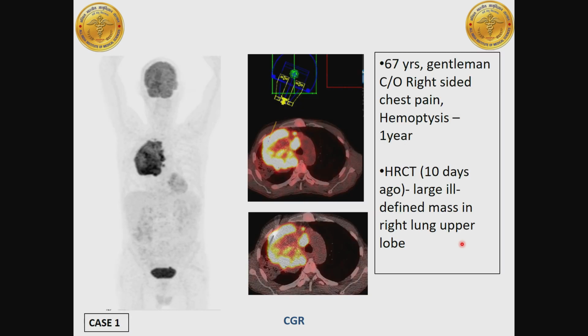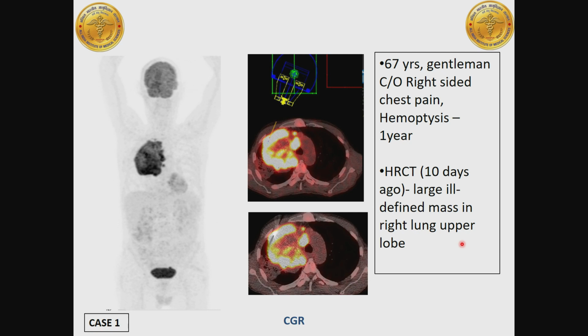Now this is a case of a 67-year-old gentleman who presented with right-sided chest pain and hemoptysis for 1 year. HRCT was done 10 days before the PET-CT, that showed a large ill-defined mass in the right lung upper lobe, suggestive of neoplastic etiology. So the patient was sent to us for baseline PET-CT and biopsy if needed.